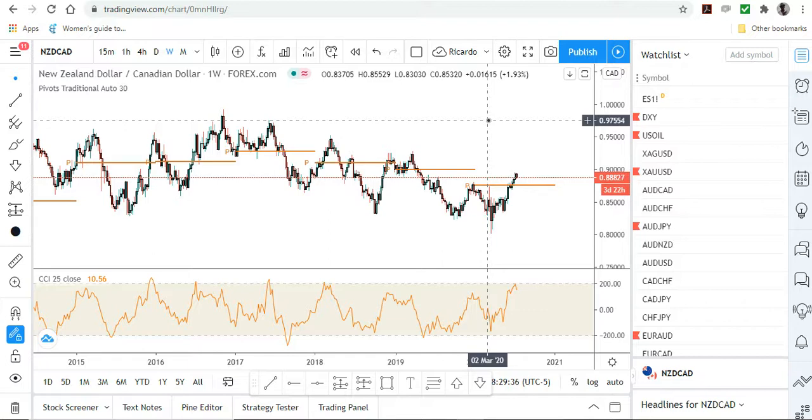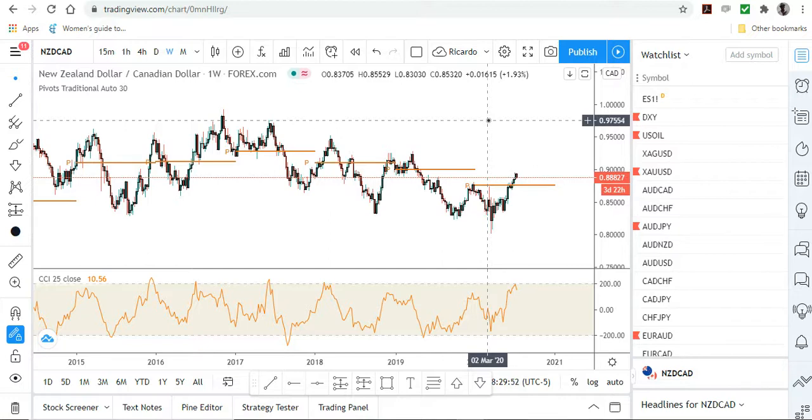And in particular, we're going to be looking at a trade setup that I believe is a wonderful opportunity if we can remain focused on it. So before me, I have the New Zealand versus the Canadian dollar, and I'm on the weekly time frame.